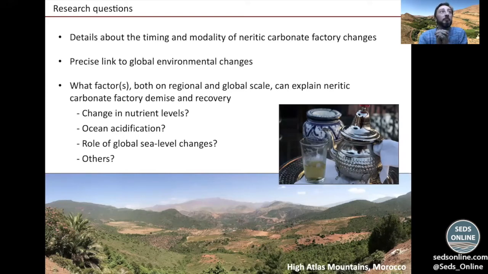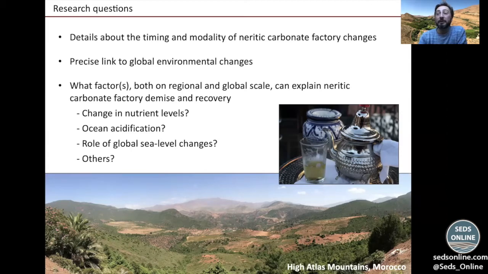And so, a bit to answer that, I'm going to show you what we have done in Morocco. The research question I would like to answer here is: what are the details about the timing and modality of neritic carbonate factory change, if any, across these events? And what is the precise link to the global environmental change? And what factors, both regional and on the global scale, can explain the neritic carbonate factory demise? There are different factors that can explain that. And so I would like to bring you to the High Atlas mountains in Morocco.